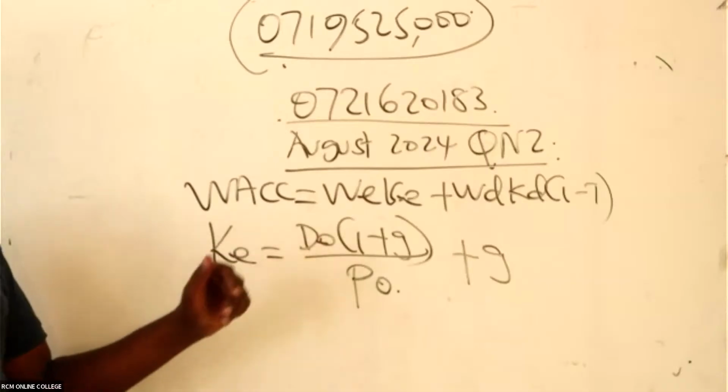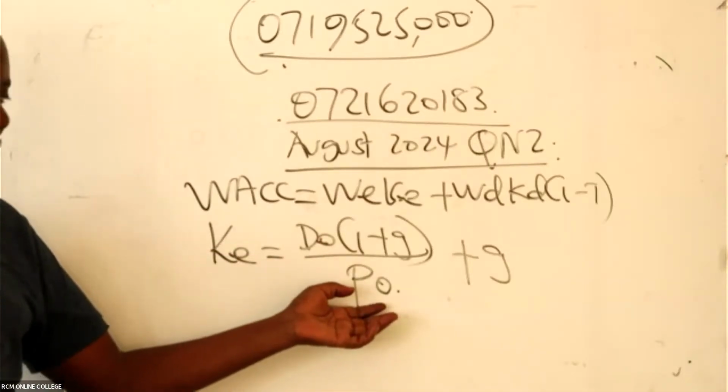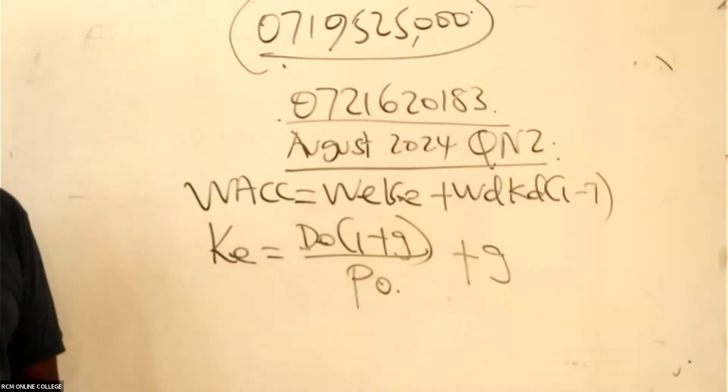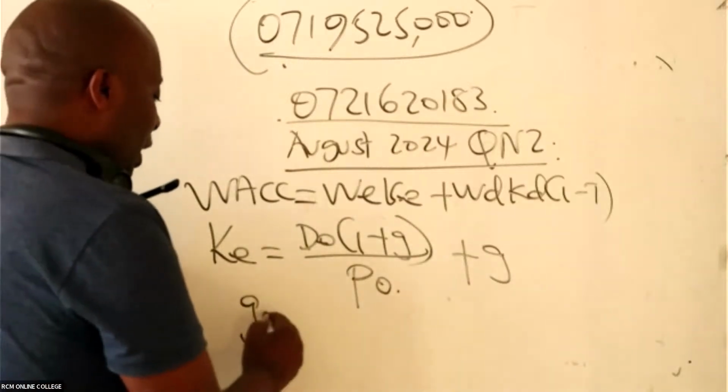I don't have a problem with these dividends. They have given me the dividends. I don't have a problem with these, but I have a problem with growth rate. I have a problem with G. So first of all, we have to get G. How do we get G?